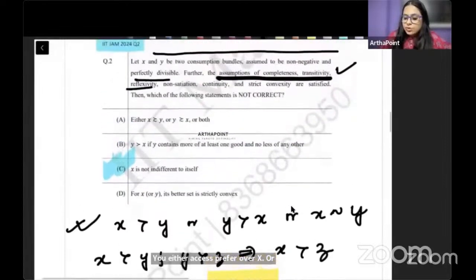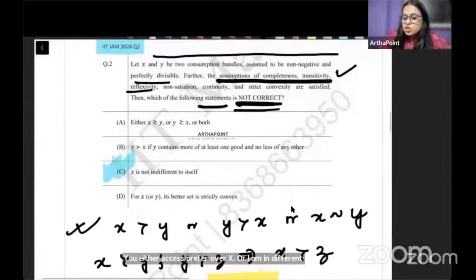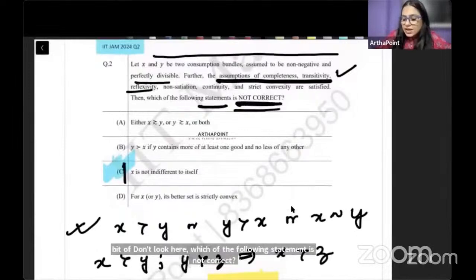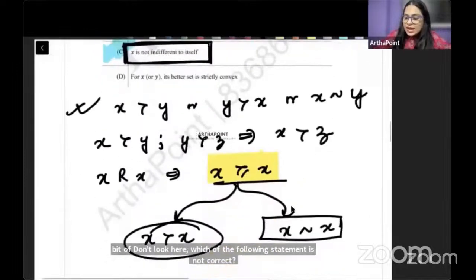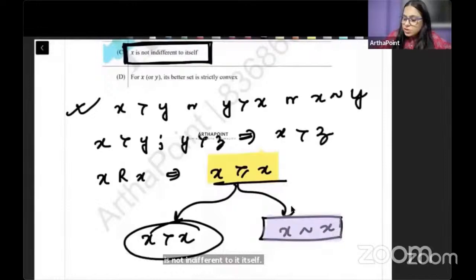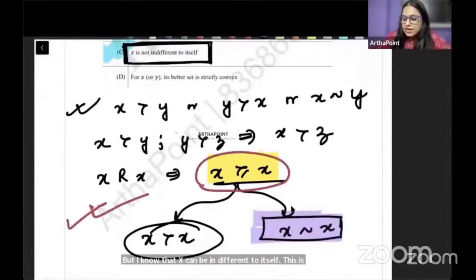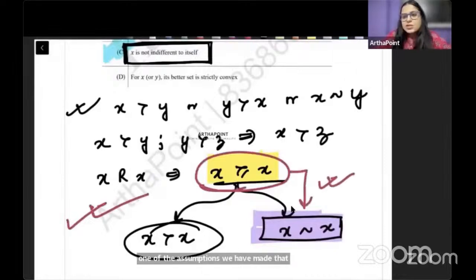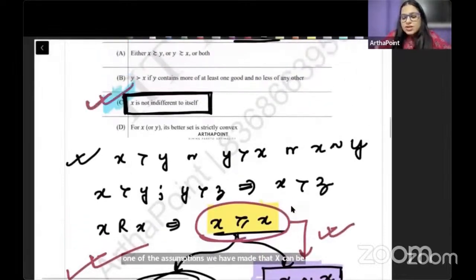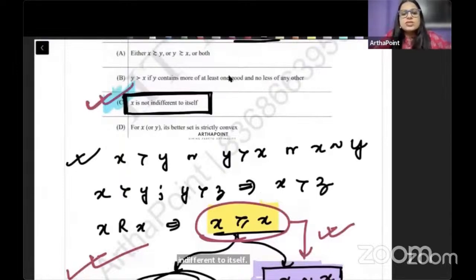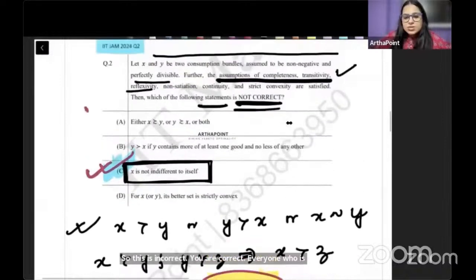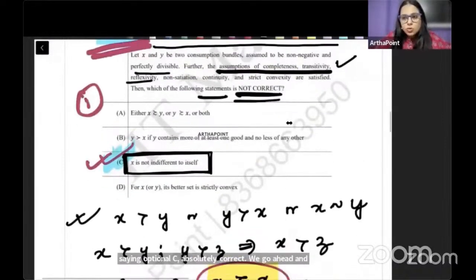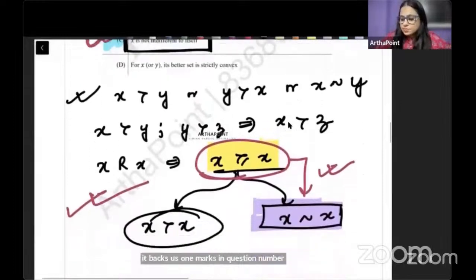Now look here, what is this saying? Which of the following statements is not correct? And what is coming here? X is not indifferent to itself. But I know that X can be indifferent to itself. This is one of the assumptions we have made, that X can be indifferent to itself. So this is incorrect. So you are correct. Everyone who is saying option C, absolutely correct. We go ahead and it bags us 1 mark in question number 2 of the 2024 paper.